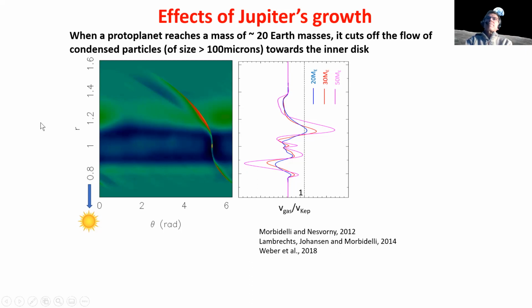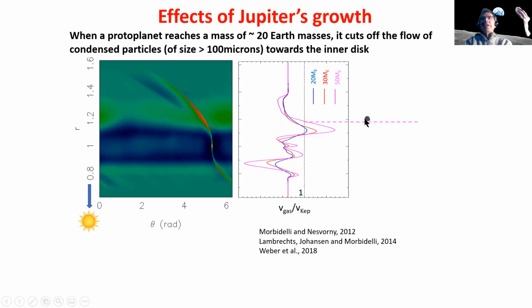So what happens? Imagine to have a pebble here. It's in the outer disk. So it sees a sub-Keplerian disk, which slows the particle down and forces it to migrate inwards. So it migrates inwards, but when it comes here, it reaches a point where the disk turns from being sub-Keplerian to super-Keplerian. So the headwind becomes a tailwind and pushes the particle out.